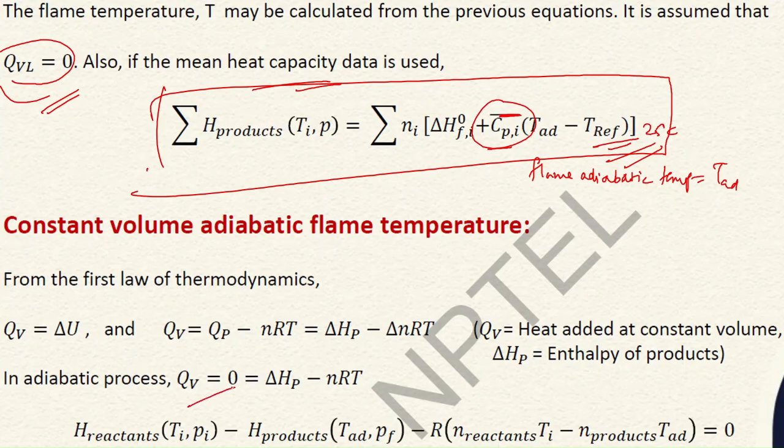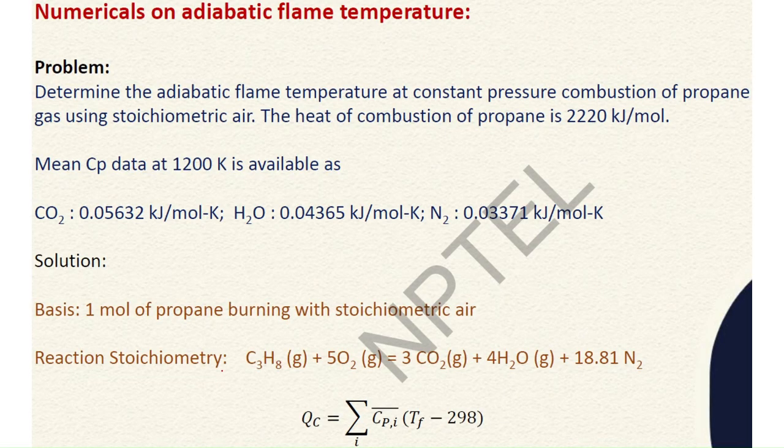So in an adiabatic system, QV is equal to 0 and delta H equals 0. So if QV is 0, then delta H minus nRT becomes 0. And the equation for initial temperature to final temperature becomes this, and it equals 0.